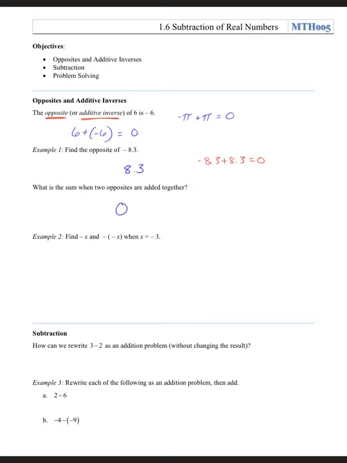The next one, find the opposite of x and the opposite of negative x when x equals negative 3. So we have to do two separate problems here, but we want to use x equals negative 3 for both of those. One thing you always want to keep in mind is that anytime you have to substitute a negative value into something, you want to put it in parentheses.